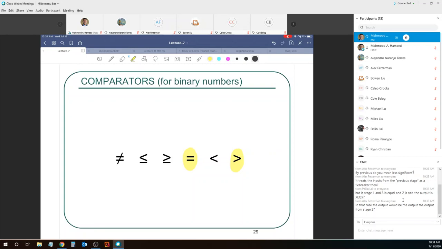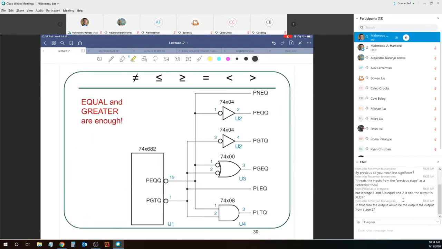And the way we do that is simply by having some simple logic between the 6 outputs and the 682 chip. The most crucial ones are equal and greater than, because using these 2 you can derive everything else. So equal is right here, greater than is right here. So let us take a look at some of the outputs.